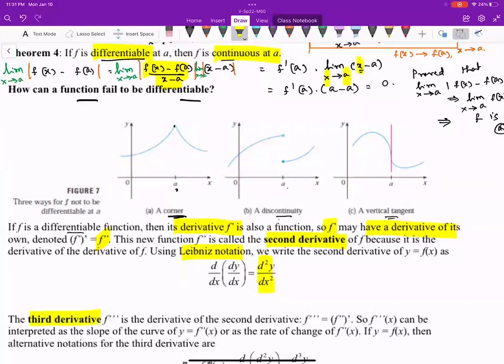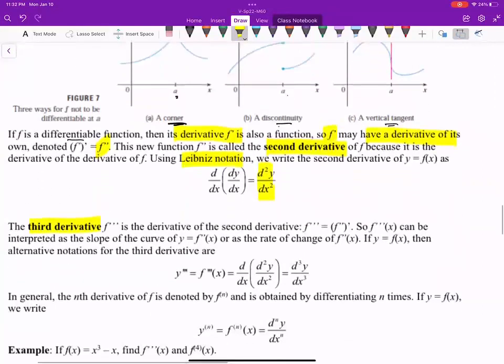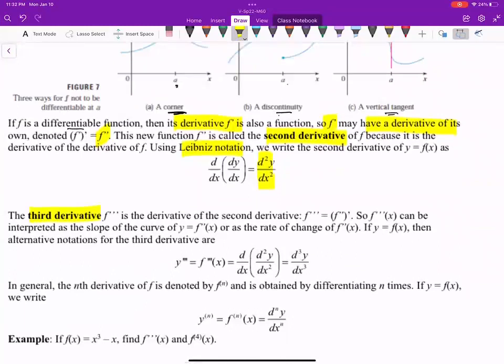If you take the derivative of the second derivative, that will become the third derivative, which we rarely use, and which is called jerk in physical application problems. So f triple prime of x can be interpreted as the slope of f double prime of x. So y triple prime is the same as f triple prime of x, which is the derivative of the second derivative, which we can write as d cubed y over dx cubed.